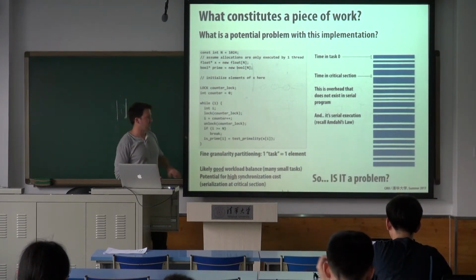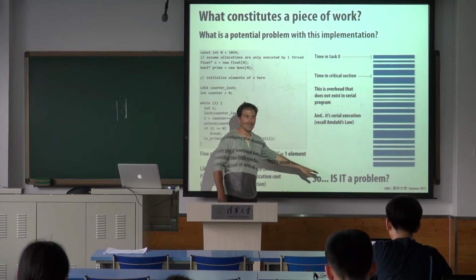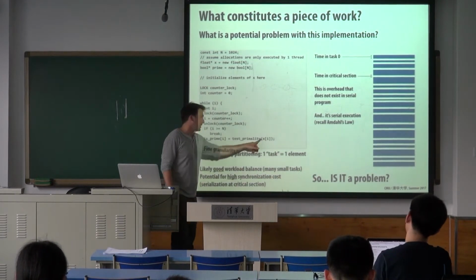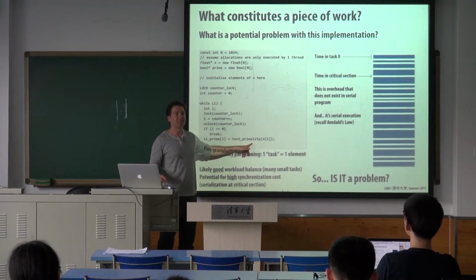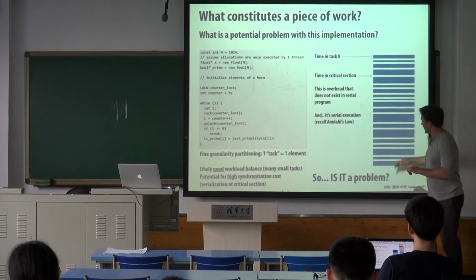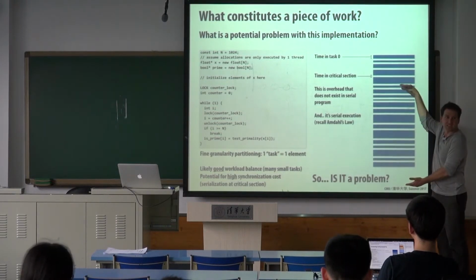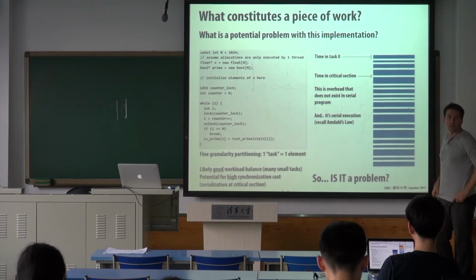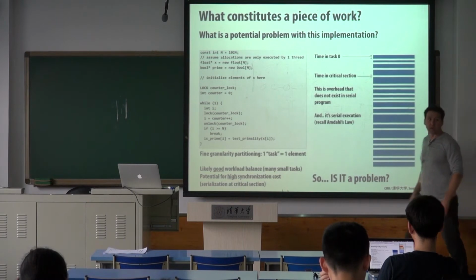So the question is, is this a problem? Well, it's not a problem if the cost of this function is extremely high. Because if the cost of this function is extremely high, that means the blue bars are very big. But if the cost of that function is extremely low, well, maybe the white bars are quite a lot of time.